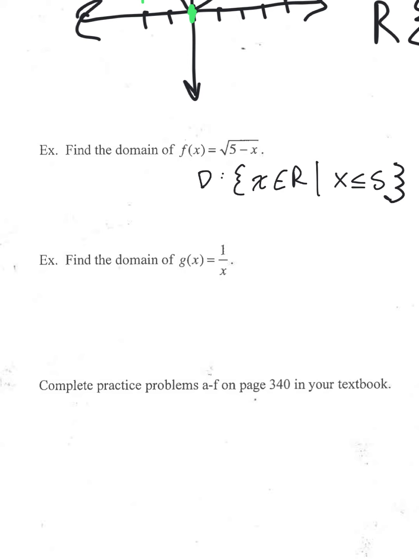If we did f of x is 6, for example, then what that would look like is the square root of 5 minus 6, and then we'd end up with the square root of negative 1. And we know that we can't find the square root of negative 1, so we can't go beyond 5. We could be at 5 because we can find the square root of 0, but we cannot be greater than 5 because then we're going to have to deal with a negative root.